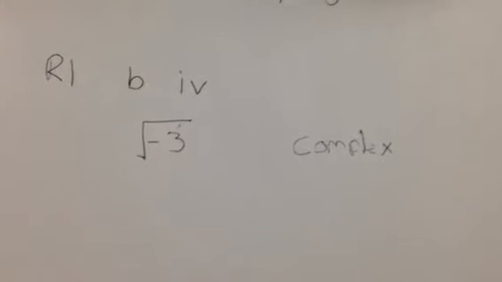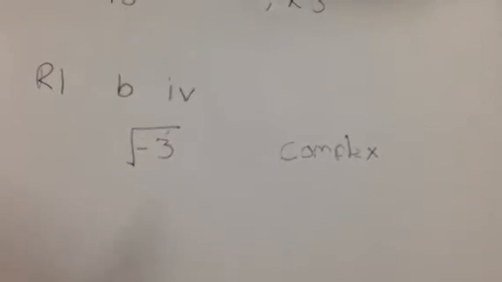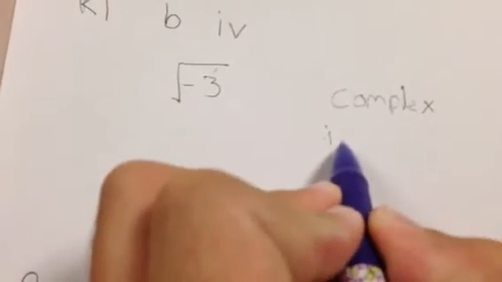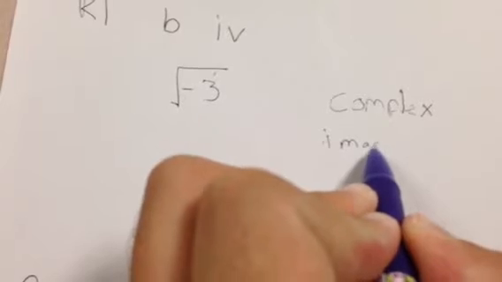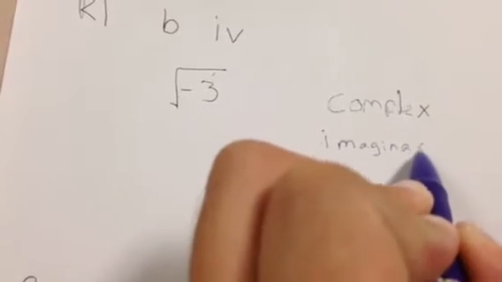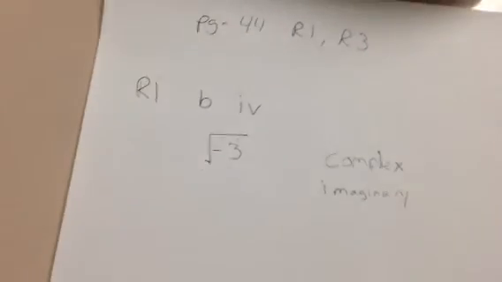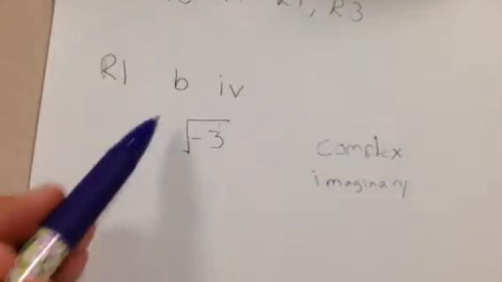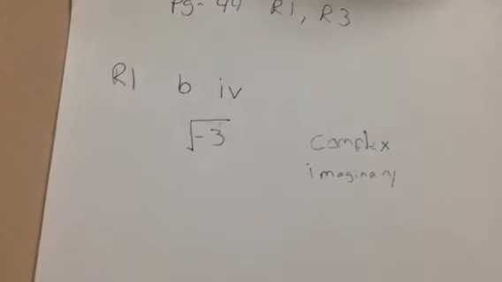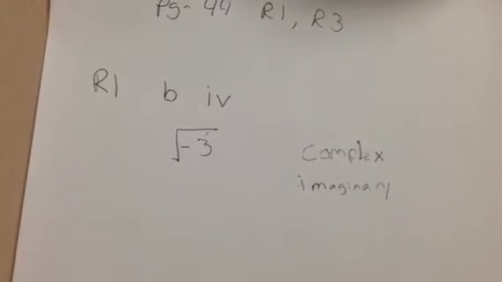We have to figure out whether this number is real or imaginary. The negative inside the square root is what tells us that it is a type of imaginary number. This is not a negative number because any square root is positive, even though this is the square root of negative 3. Imaginary.